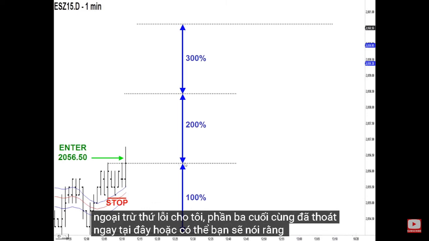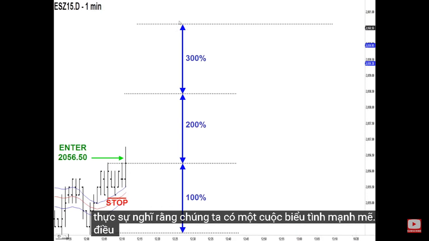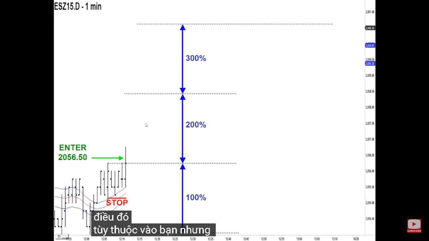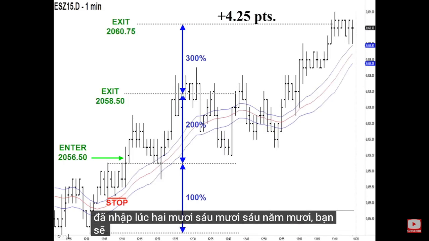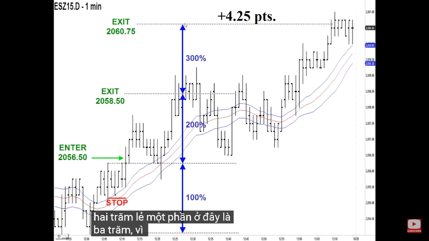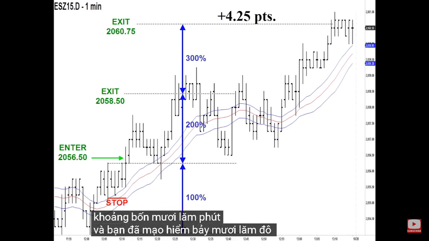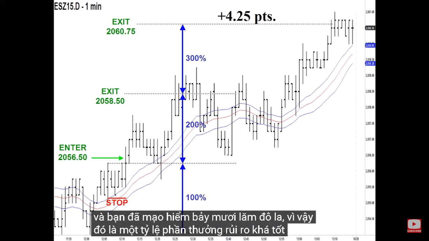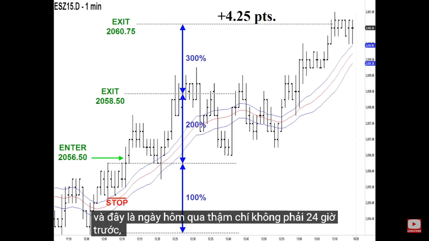Or maybe you'd say, I've been doing this for a while, I really think we're going to have a strong rally, I'll exit everything up here at 300. So it's up to you. But as we can see here, we entered at 20.56.50. You would have exited a portion here at the 200 and a portion here at the 300. So you made 4 points. That's roughly a little over $200 per contract in about 45 minutes, and you risked $75. So that's a pretty good risk-reward ratio. And this was yesterday, not even 24 hours ago.